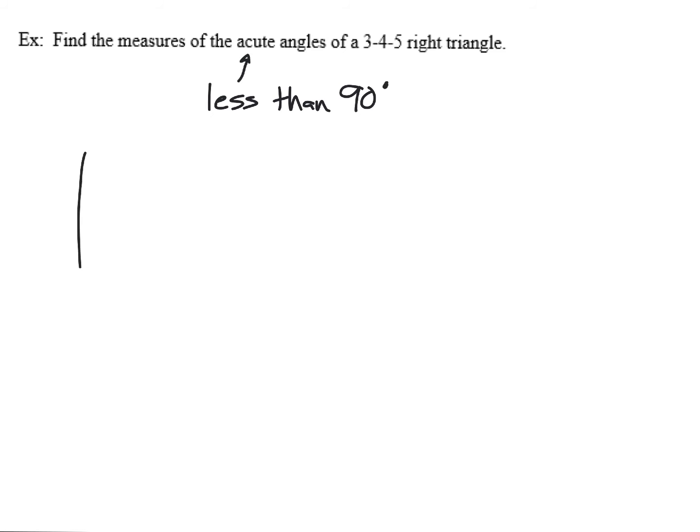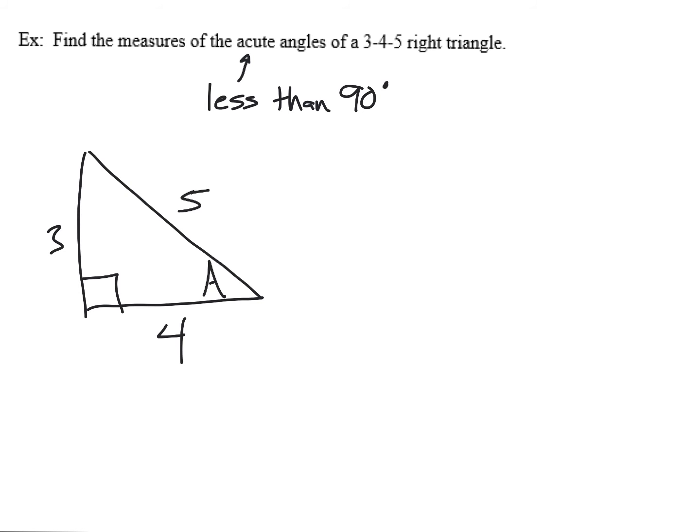So here's what we have. This side's 3. This side is 4. This side is 5. 3, 4, 5. We'll call this angle A. We'll call this angle B. Essentially, I'm just interested in finding those two angles. Okay, that's all I'm after.